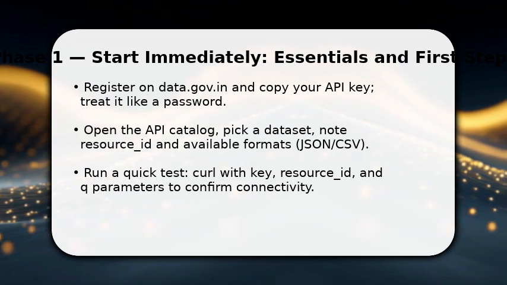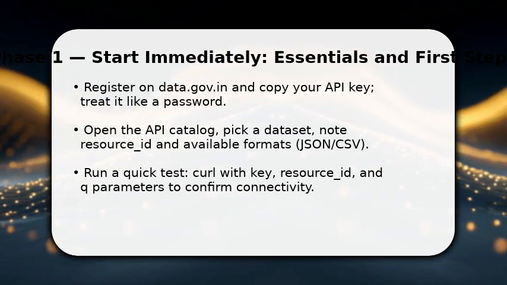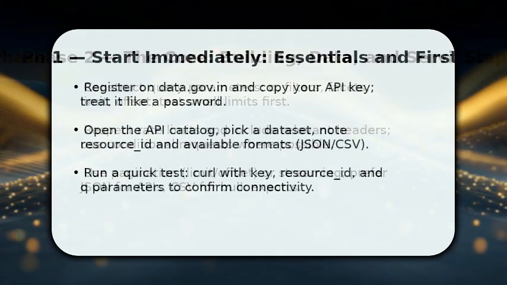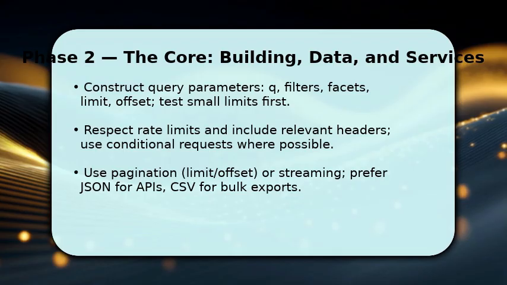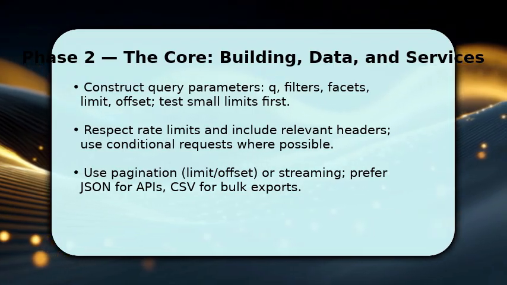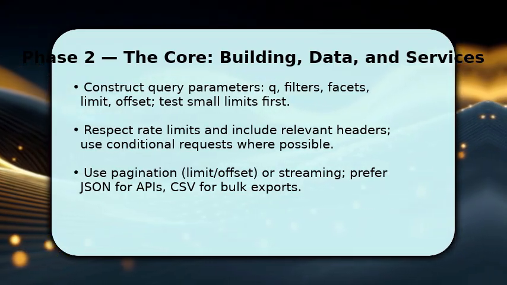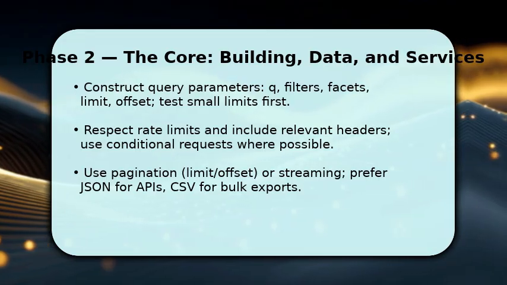Now you assemble the request. Combine queue, filters, facets, limit, and offset to scope results precisely. Because datasets can be large, you must implement pagination using limit and offset, or iterate with cursors if supported. Test with small limits first.